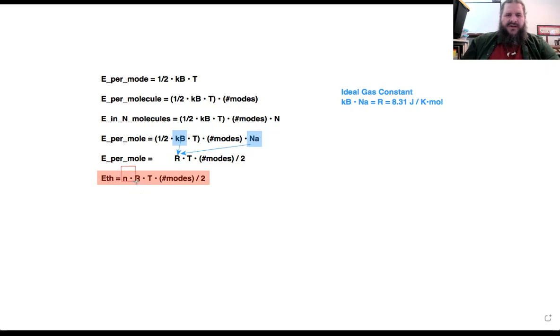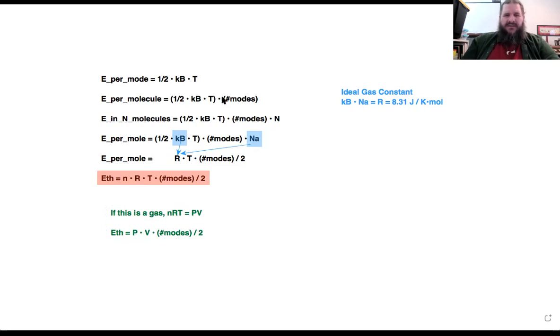Where else have you seen nRT? The ideal gas law. Right. So if this is an ideal gas, and of course this formula works whether it's a gas or not, but if it is an ideal gas, there's this other substitution you can make. We can replace nRT with PV. So that means thermal energy would be pressure times volume times number of modes over 2.